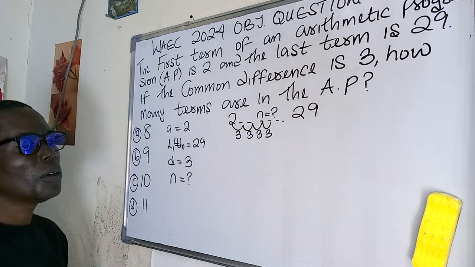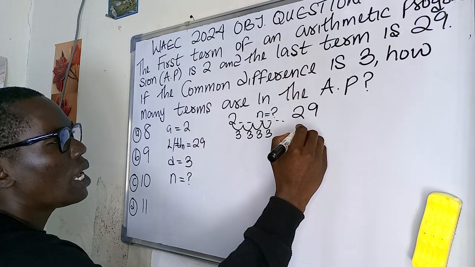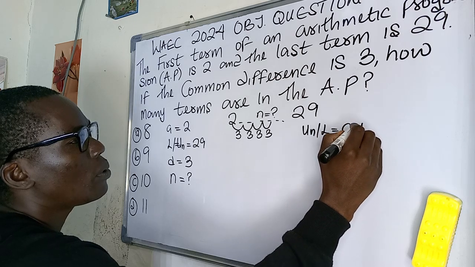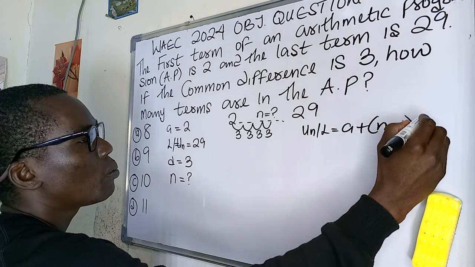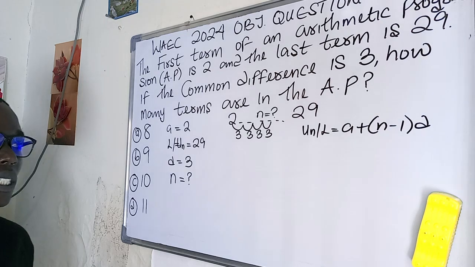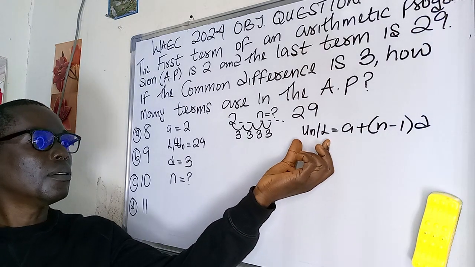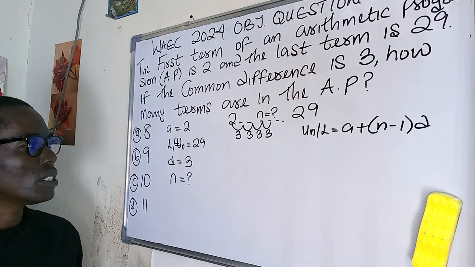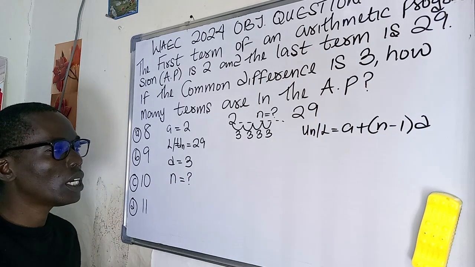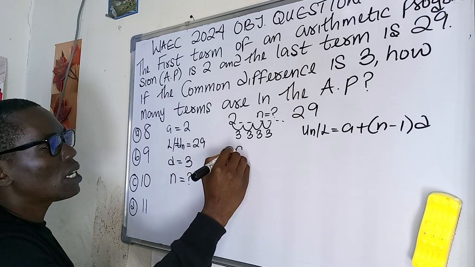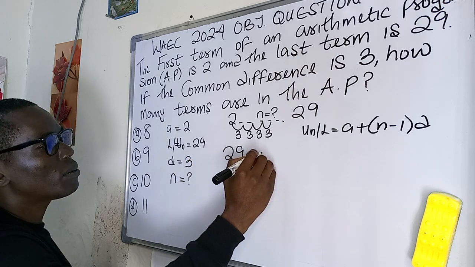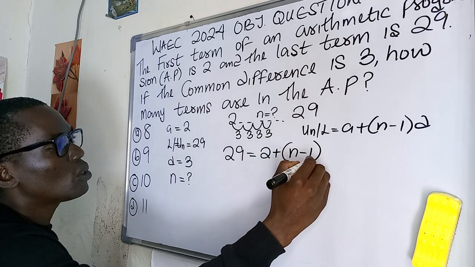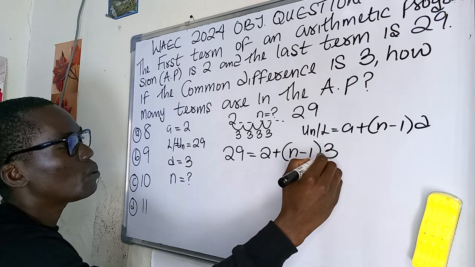Now remember, the last term, or the nth term, of an arithmetic progression is equal to a plus n minus 1 multiplied by d. We have the last term, we have the first term, we don't know n, and we have the common difference. Let's insert these parameters into that equation. We'll have 29, which is the last term, equal to the first term 2 plus n minus 1 multiplied by the common difference, which is 3.